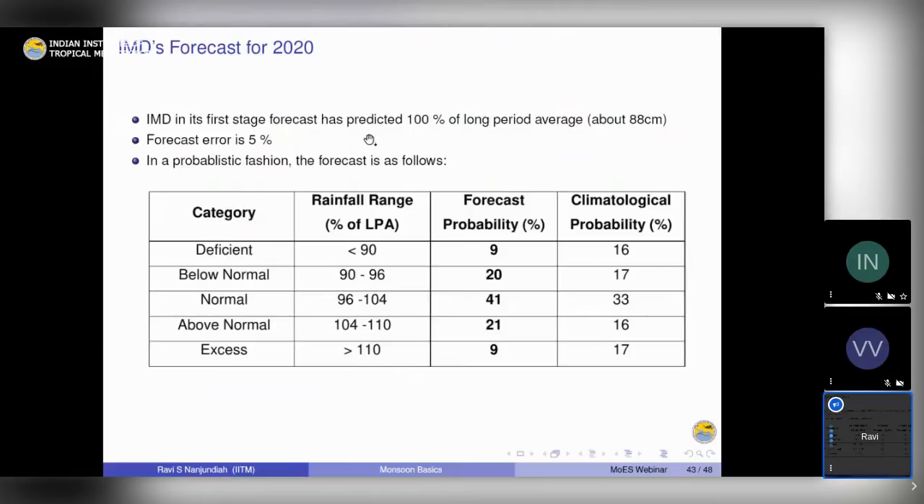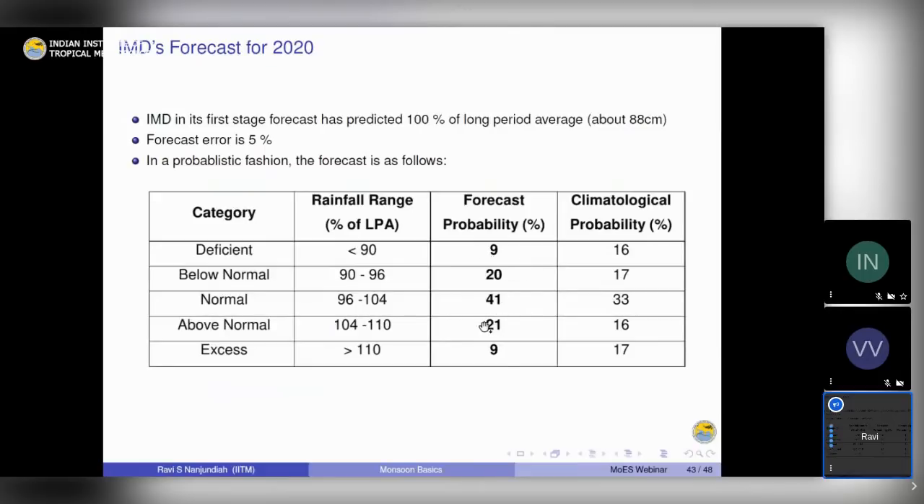for this year's monsoon. And they have predicted it's likely to be around 100% of the long period average, which is around 88 centimeters. The forecast error is about 5%. And if you look at the probability of various categories occurring, you can see that above normal and near normal have a much higher probability as compared to a deficit. And of course, there is some chance of an excess monsoon, but if you look at the probabilistic forecast, it's likely to remain in the near normal range.